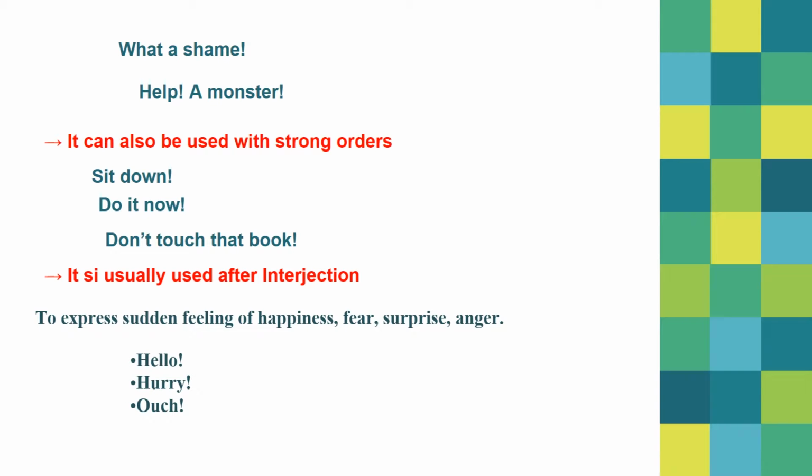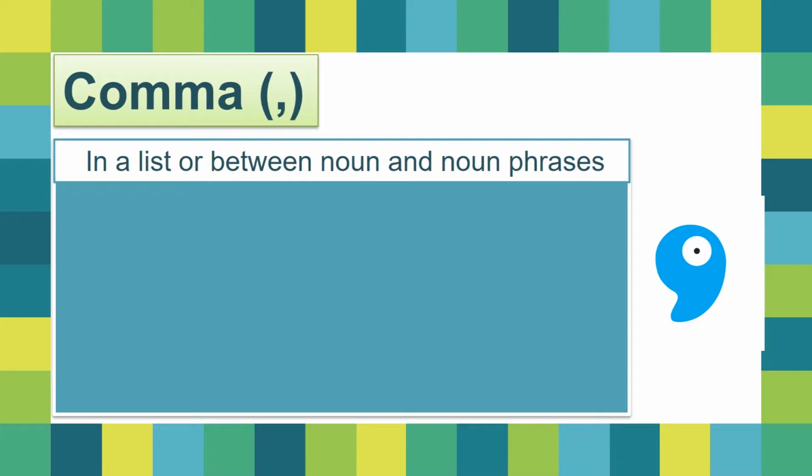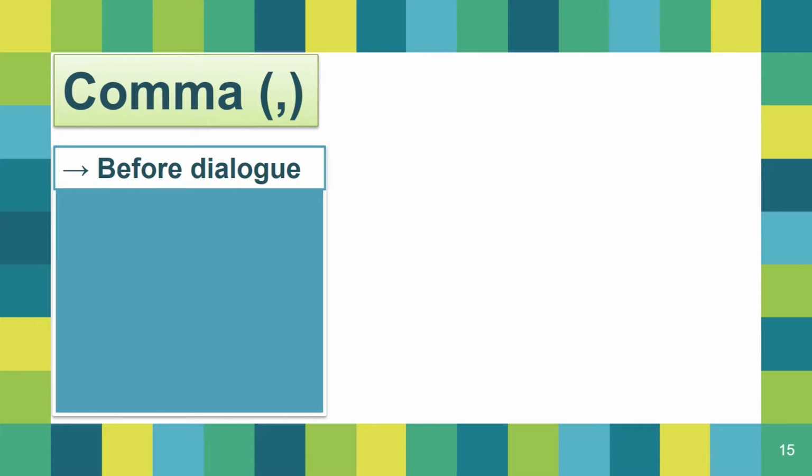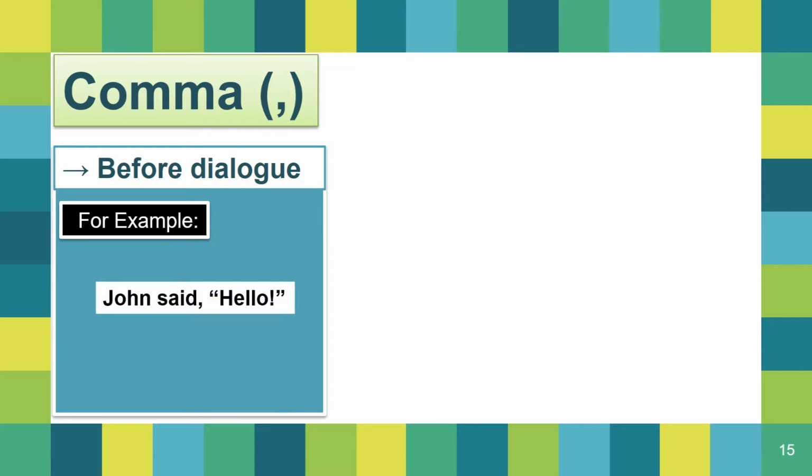To improve your expression, let's move to another punctuation which is known as the comma. Here we are going to discuss its uses one by one. Firstly, it is used in a list or between nouns and noun phrases. For example, I bought 2 apples, 3 oranges, and some grapes. Secondly, it is used before dialogue. For example, John said, comma, hello.